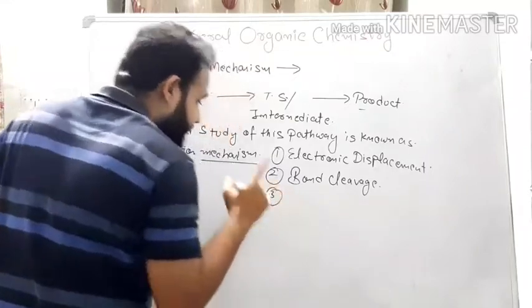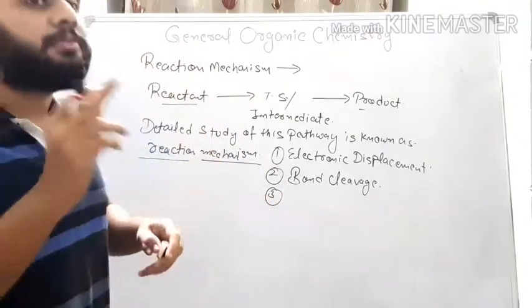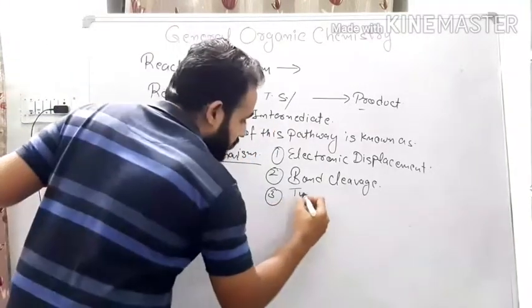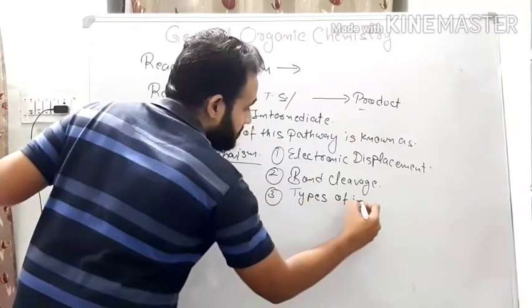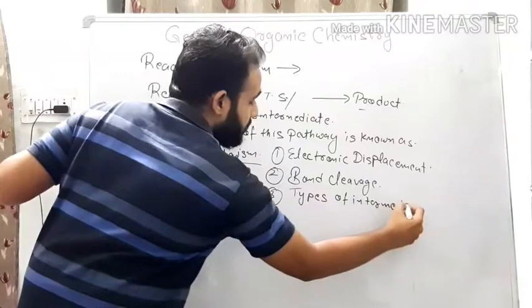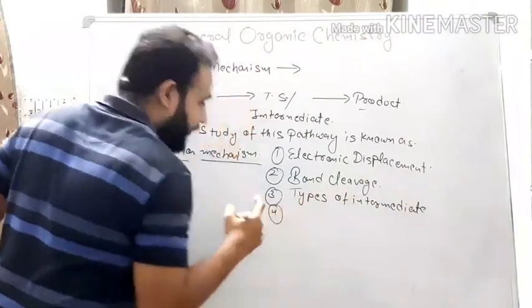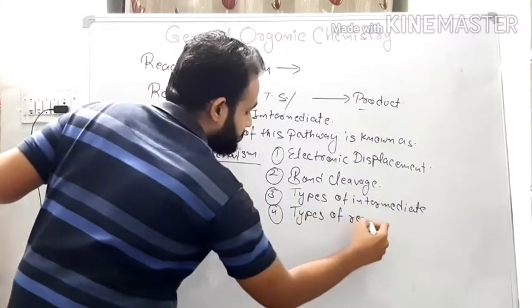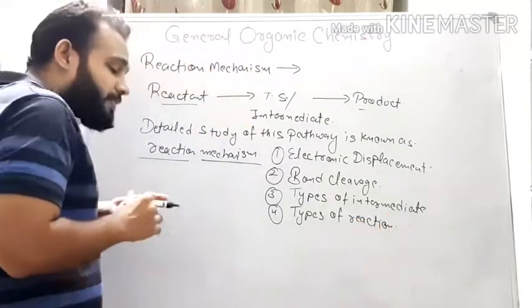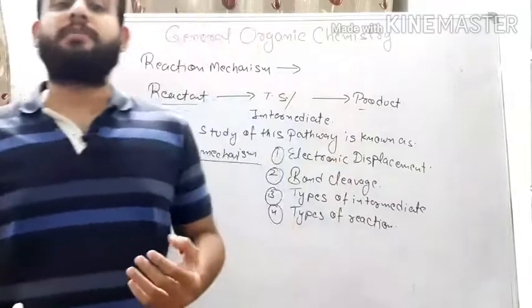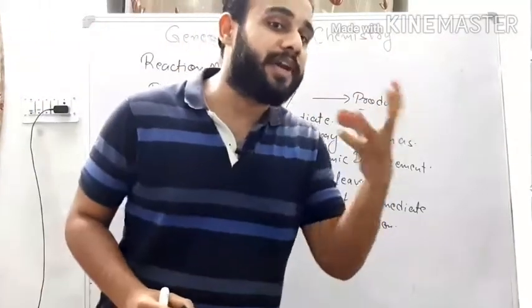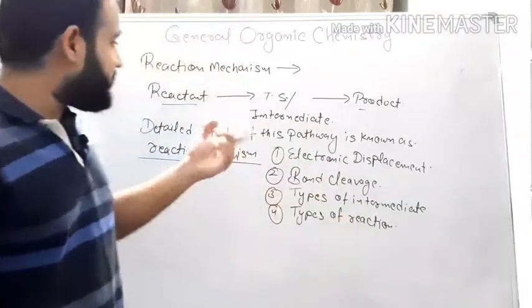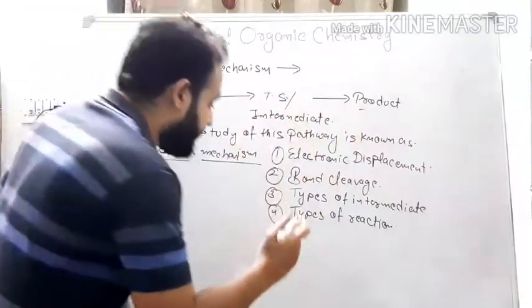Now the third and important point is the types of intermediates which can form in between reactant and product. So, types of intermediate. And the fourth point is the type of reaction. You know, basically there are four types of reaction present in organic chemistry, that is addition, elimination, substitution or rearrangement. Other types are pericyclic reactions, etc. Okay, so out of these, which type of reaction occurs in your chemical reaction, you can study in this topic.